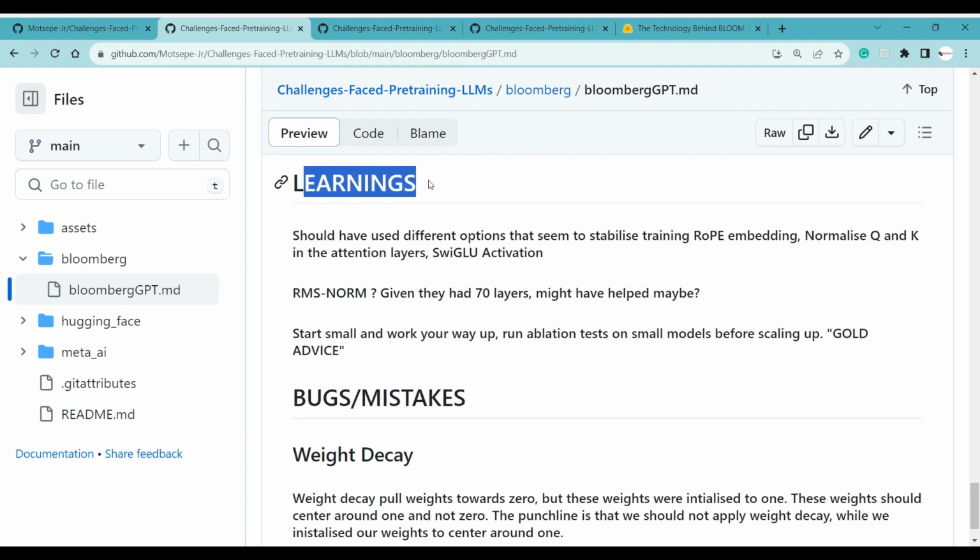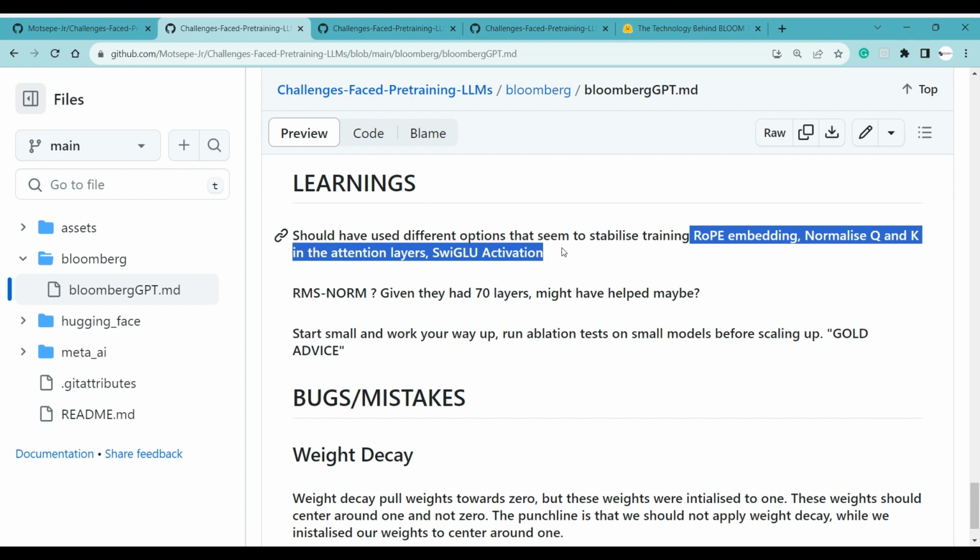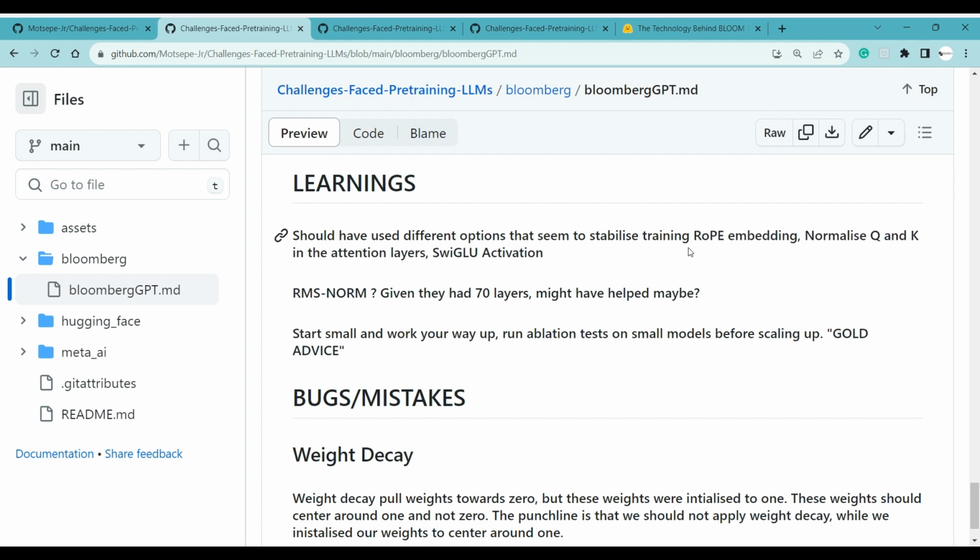Some of the learnings, right? So Bloomberg said that maybe they should have used some of the components that tend to stabilize training. So this is like RoPE embedding, you normalize your query and key in the attention layers, you have your SwiGLU activations. They did not talk about the RMS norm, so I just added it there with a question mark because I saw that Llama and some of these recent models use it. Given that they had like 70 layers, I think it might have helped, because this is what normalization helps us with if you have a very deep network, as it was proven. So I think maybe it could have also worked.